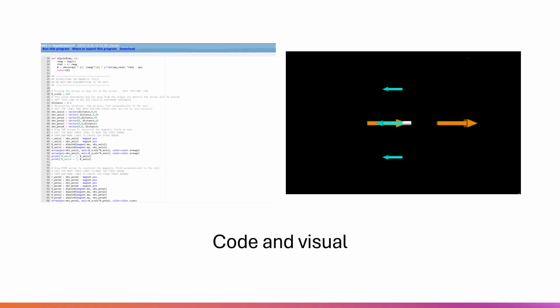In this code, you can see that there are two arrows that are orange. Those are used to depict the magnetic field of the bar magnet going from south to north, while the blue arrows are meant to show the magnetic field perpendicular to the magnet going from north to south. This was mainly for the off-axis measurement, for when the phone was positioned at a 45-degree angle from the magnet's axis.